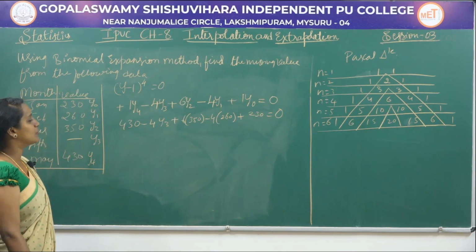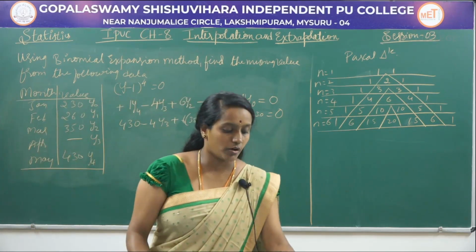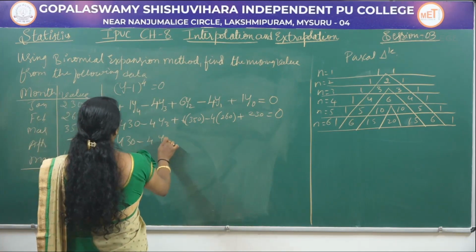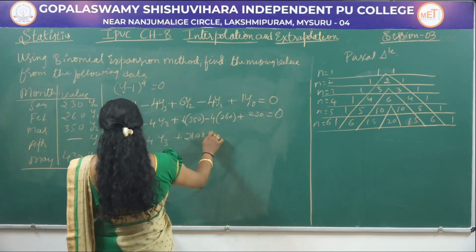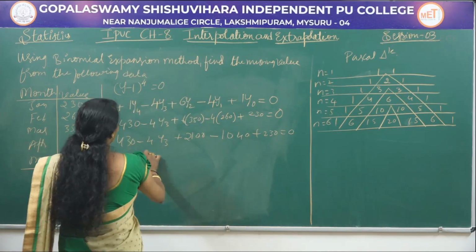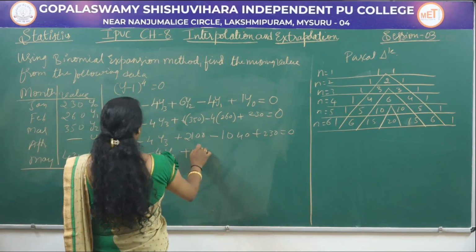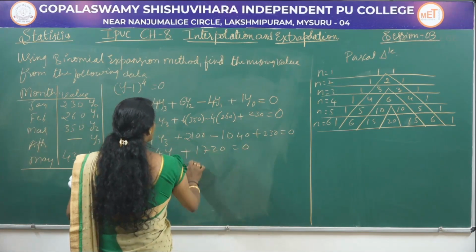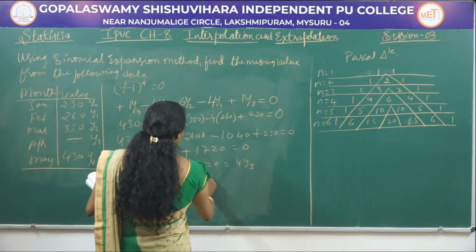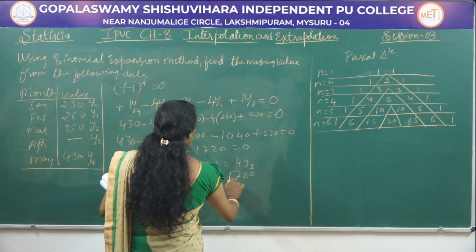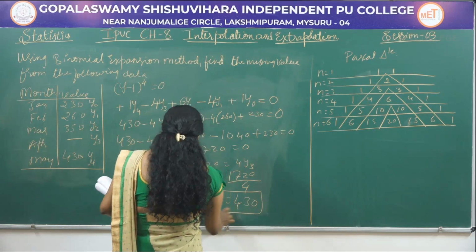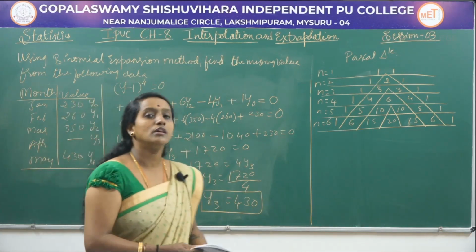Next you will go for the simplification part. So the first value is 430. It is 430 minus 4y3 plus 2100 minus 1040 plus 230 is equal to 0, minus 4y3 plus 1720 is equal to 0. 1720 is equal to 4y3. So y3 is equal to 1720 divided by 4. y3 is equal to 430. So y3 value is 430.